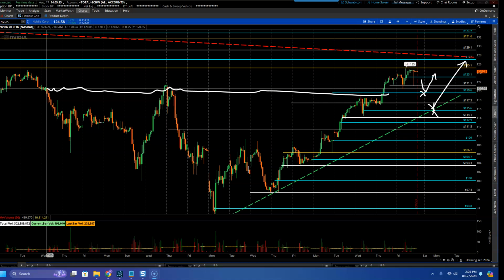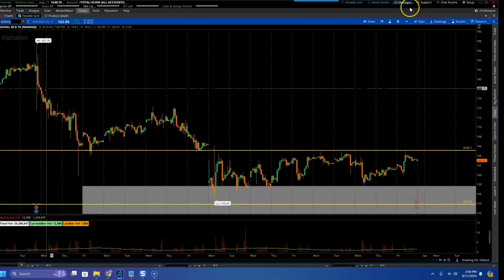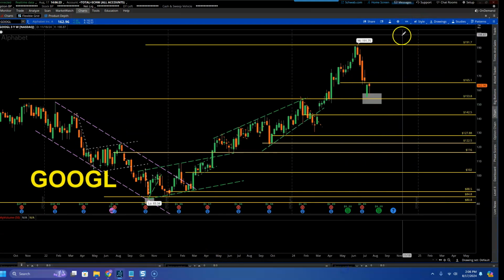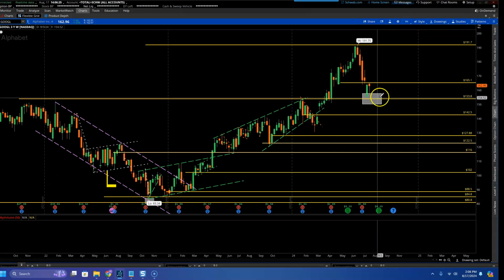Okay. All right. Let's take a look at Google. On a weekly view, we are actually very nicely, actually this was the green box zone, right?